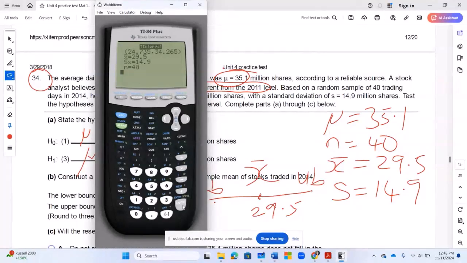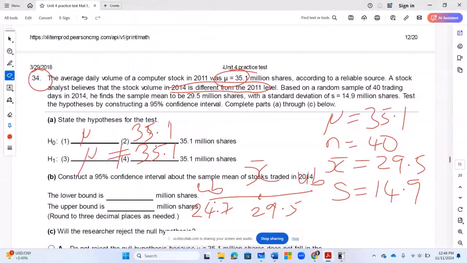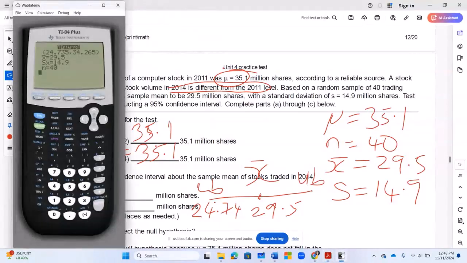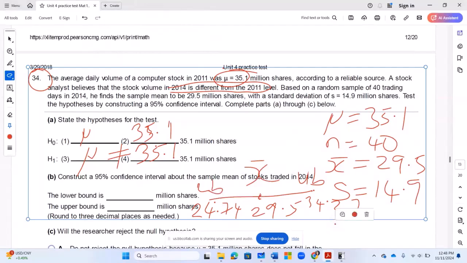Okay, so I have the confidence interval. The left bound is 24.74. The right bound is 34.27. So I'm going to check the mean. Is the mean of the population, the status quo, contained in this interval? Is 35.1 contained in this interval? Well, 35.1 is not contained in this interval.